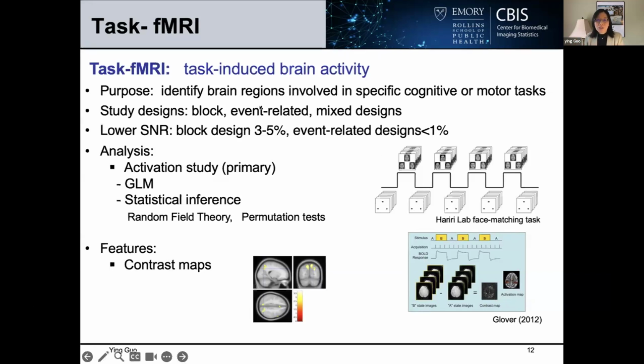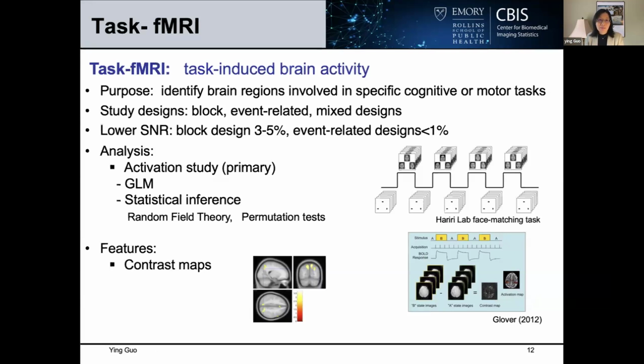So one of the challenges of fMRI data is the low signal to noise ratio. If you're looking at the fMRI signals between an active task and a control condition, the difference is very small relative to the overall variation in the fMRI signal. So for block design, the SNR is about 3 to 5%. For event-related design, that often is less than 1%. So that is why it is so challenging to analyze fMRI data.